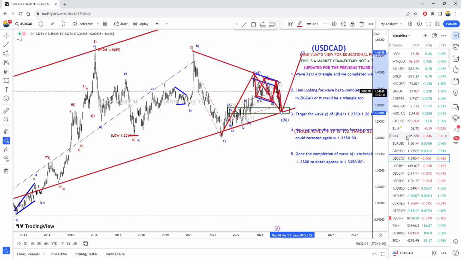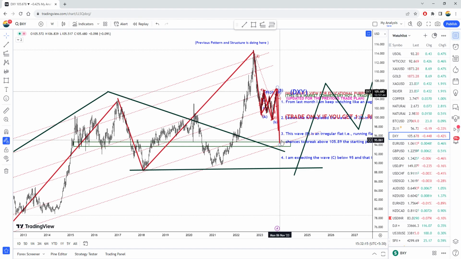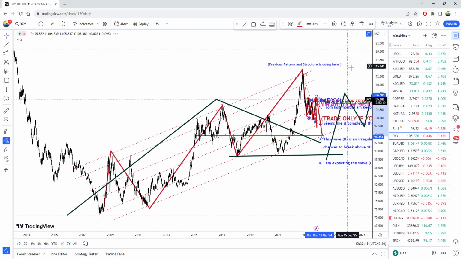See the DXY, what I'm expecting here is 94. Later onwards, my target is 122. So how? This is the one, A, B, C. One impulsive wave is not completed, and another 3-wave structure is in the irregular flat pattern here. Whether this could be W, X, and A, B, and C. I am expecting 94.